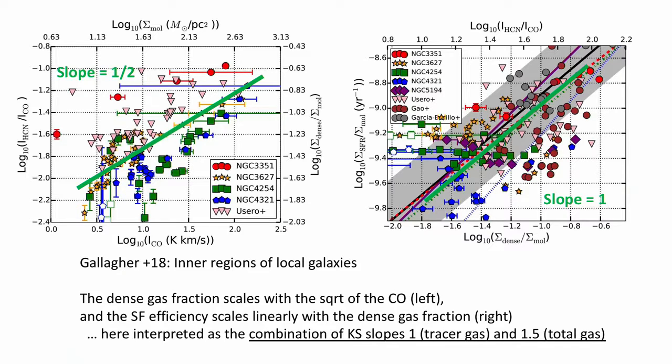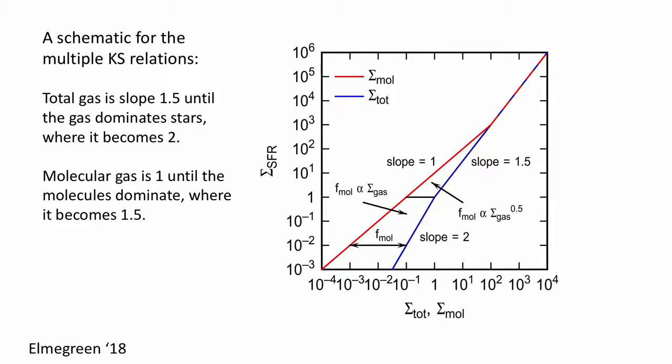So here's a schematic, and then finally I'll show the conclusions. The schematic is, if we look at total gas, slope 1.5 in the main disk, going to 2 in the flare. If we look at molecules, it's always a slope of unity, because it's just following the tracer until the molecules dominate the gas, and then it goes to the same as the total gas relationship. And the difference between those is the molecular fraction on this log scale.